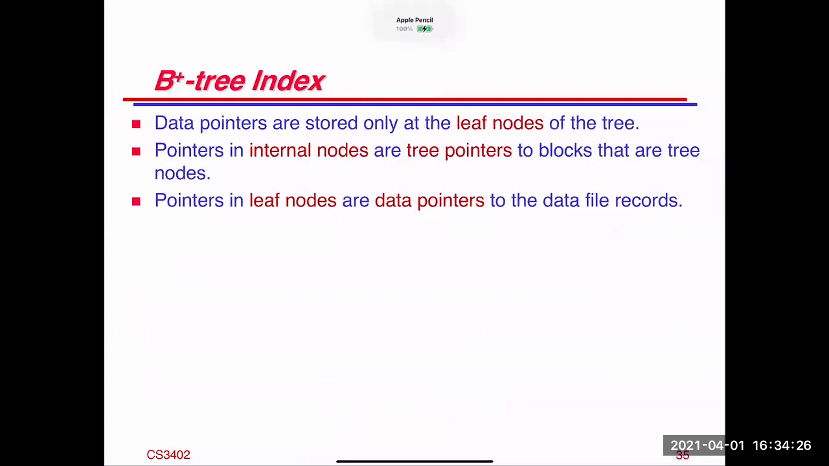All right. Now let's move on to the B+ trees. So here the difference is, as we already talked about, that data pointers are stored only at the leaf nodes of the tree. So the pointers in internal nodes are tree pointers, meaning they point to nodes that are tree nodes. And the pointers in the leaf nodes, those are the actual data pointers to the file records that we're interested in.